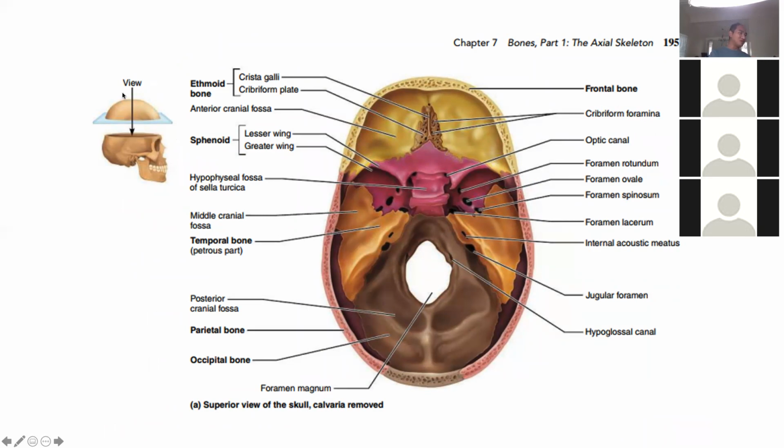We open the vault of the cranium and look inside the floor, or base, of the cranium. We can see the golden yellow frontal bone, which makes the anterior cranial fossa, and the brown bone, the occipital bone, which makes the posterior cranial fossa. The middle cranial fossa is the combination of temporal bone and sphenoid bone.